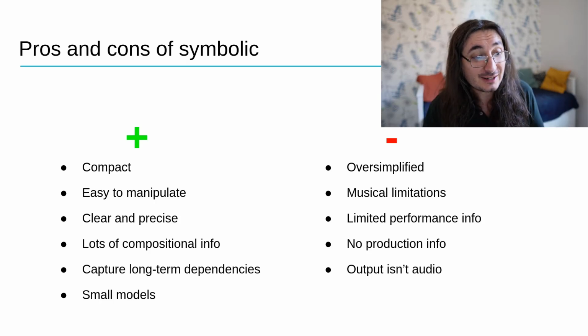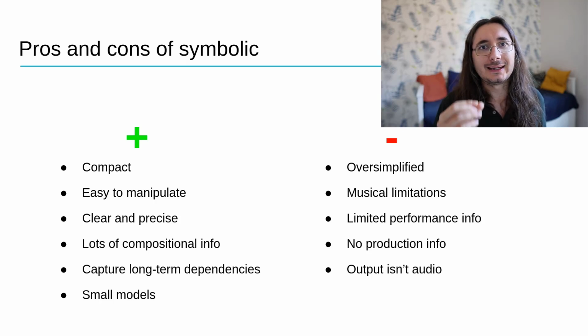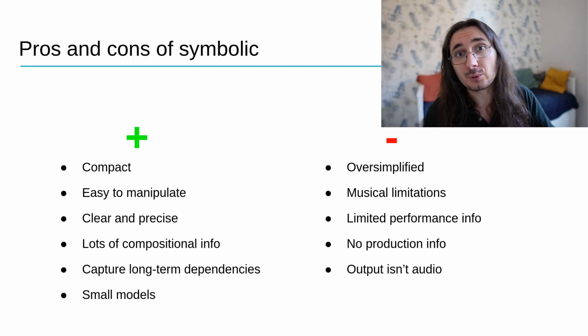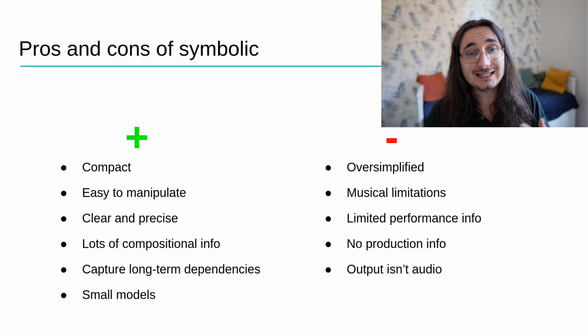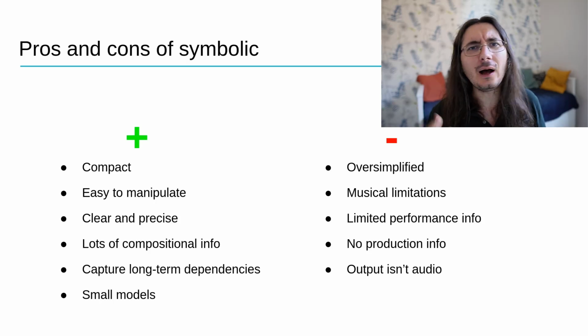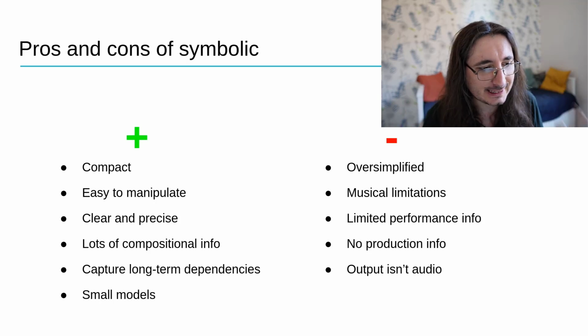And there are certainly some musical limitations, like for example, how can you capture all the nuances of a synthesizer sound with symbolic representation? It's just impossible to do it. And that's because symbolic representation can only have limited details about performance and production. You can't really have a lot of information about, say, reverb or type of distortion and how it sounds.